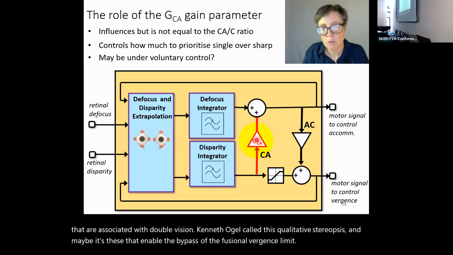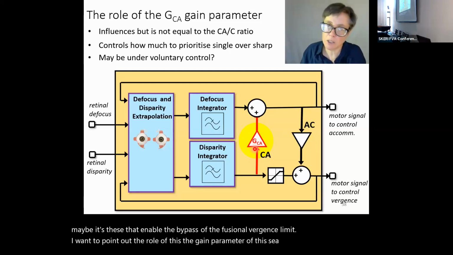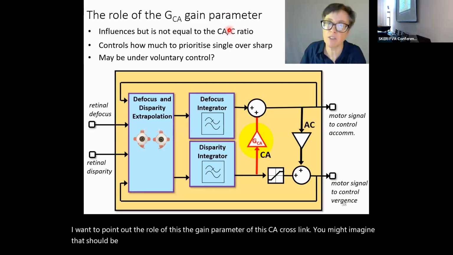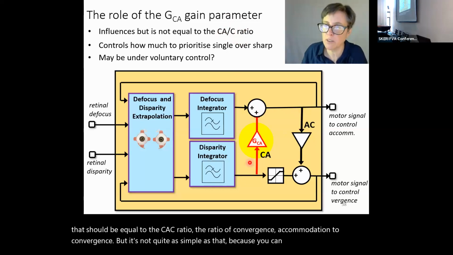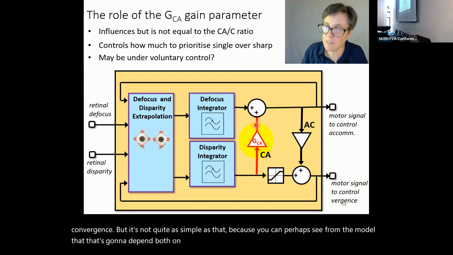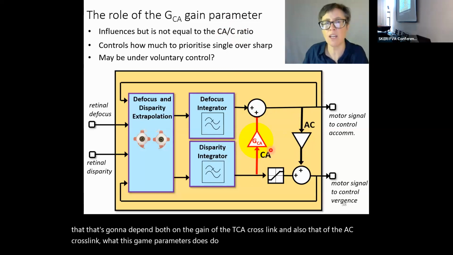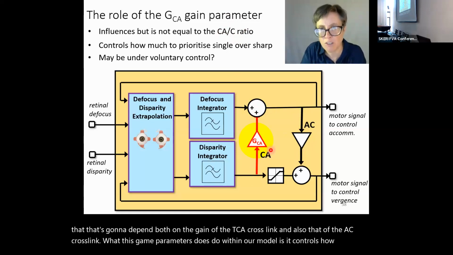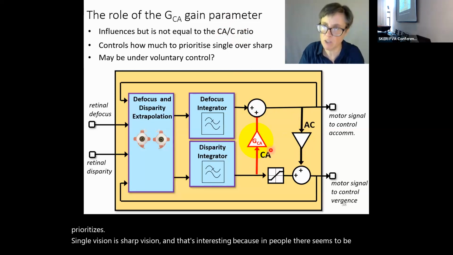I want to point out the role of the gain parameter of this CA crosslink. You might imagine that it should be equal to the CAC ratio, the ratio of convergence accommodation to convergence. But it's not quite as simple as that, because you can perhaps see from the model that that's going to depend both on the gain of the CA crosslink and also that of the AC crosslink. What this gain parameter does do within our model is it controls how much the model prioritizes single vision over sharp vision. And that's interesting because in people, there seems to be some aspect of voluntary control over this.